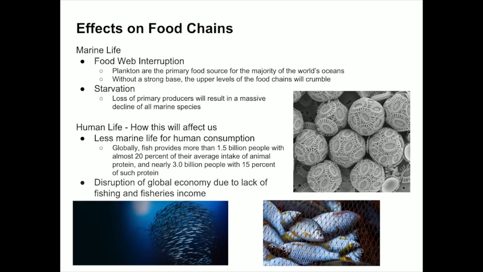Human life and how it will affect us. Less marine life for human consumption due to starvation of marine species. Globally, fish provide more than 1.5 billion people with almost 20% of their average intake of animal protein, and nearly 3 billion people with 15% of that protein. This also results in a disruption of our global economy due to the lack of fishing and fisheries income.